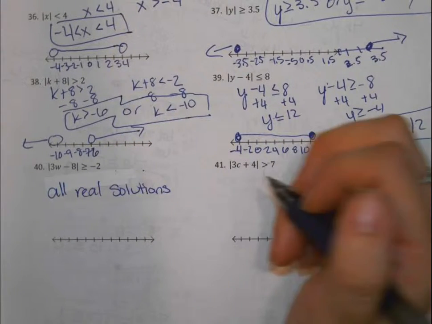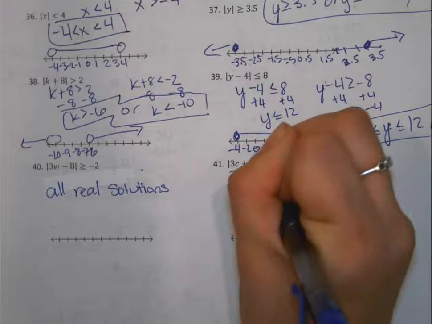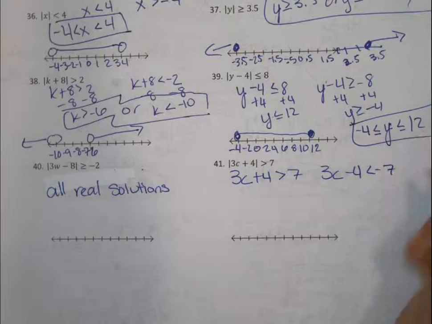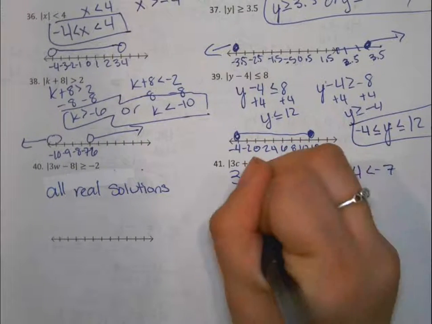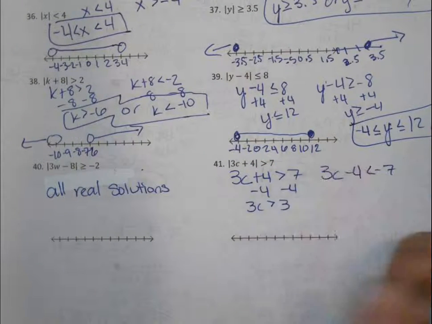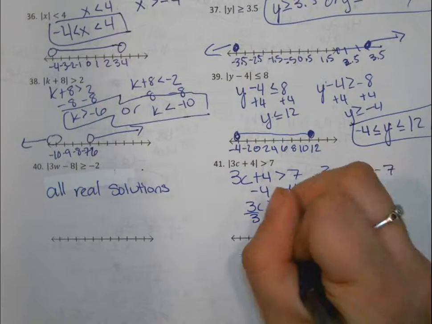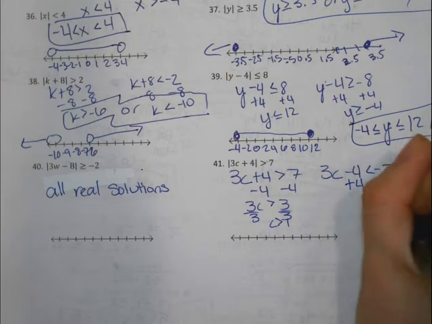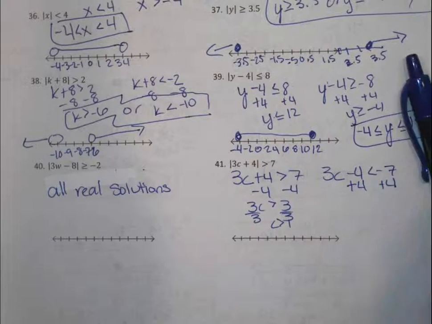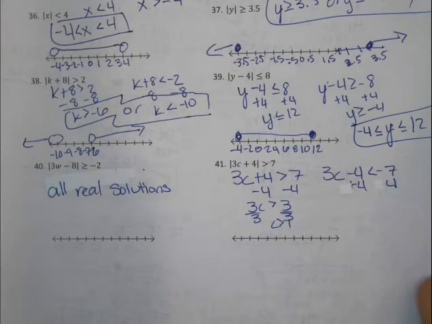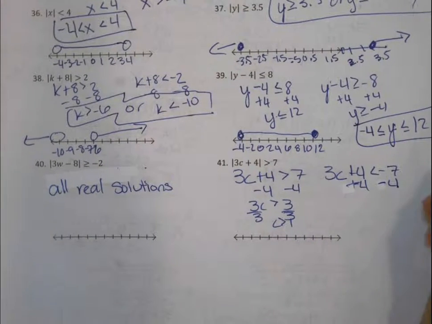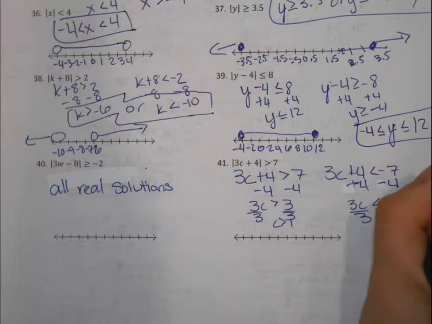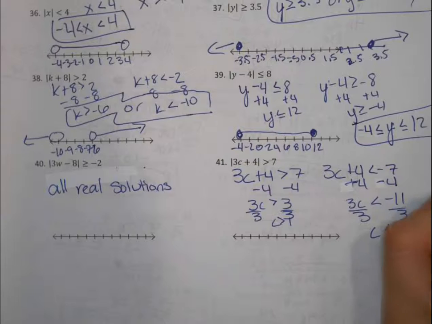Okay. Number 41, I want to split up into 2. I have 3c plus 4 is greater than 7. 3c plus 4 is less than negative 7. I subtract 4 over here. 3c is greater than 3. Divide by 3. C is greater than 1. Over here I add 4. Nope, subtract 4. I just put this wrong. So this should be minus 4. I have 3c is less than negative 11. Divide by 3. C is less than negative 11 thirds.